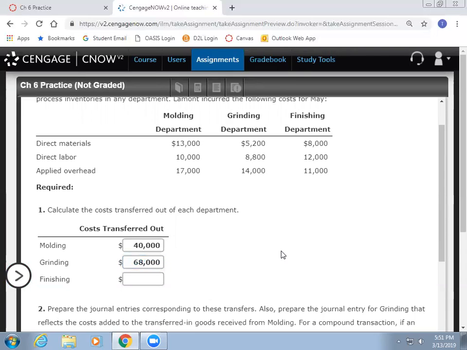And then same for finishing. We would take all 68,000 plus all the finishing costs. 99, perfect, 99,000. Okay. So that's how process costing works. And these costs are staying together, and we'll determine unit cost at a later date. This is just kind of showing us cost flows through the different work and processes.